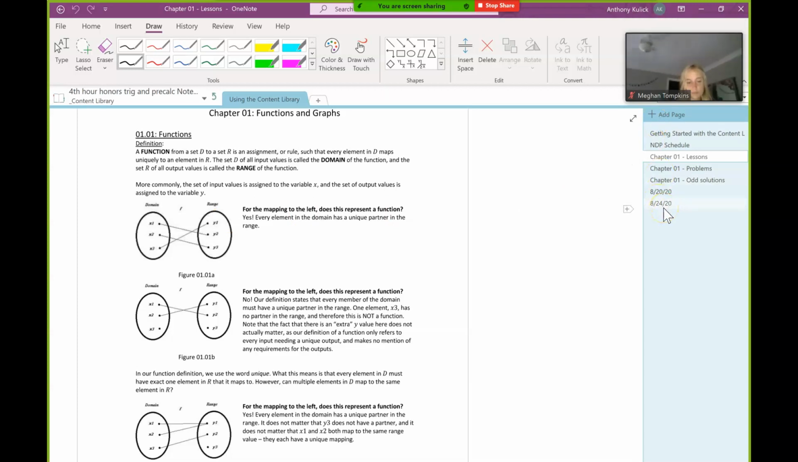Or you could go to the online book in PowerSchool and pull out whatever you need. The whole online book for the year is there in PowerSchool. In the content library, I'll just throw up whatever the most recent thing we're working on is, so it has some organization to it.